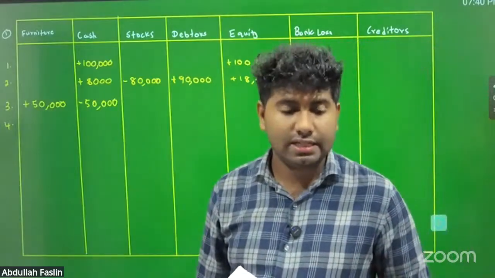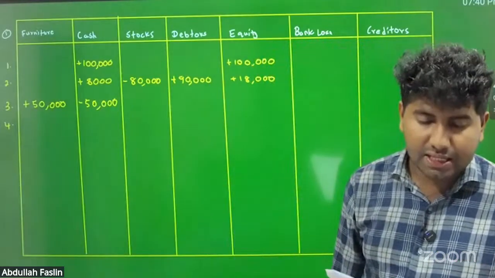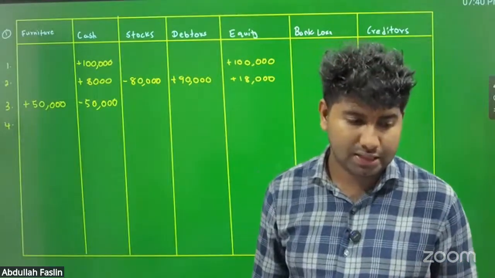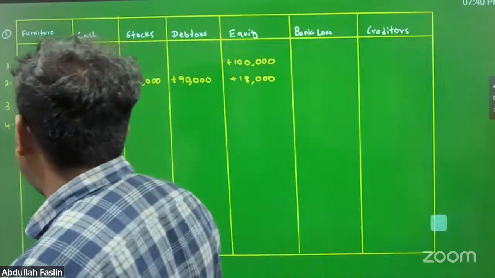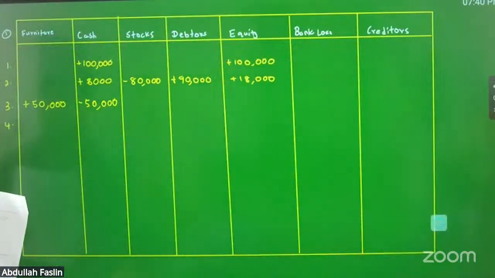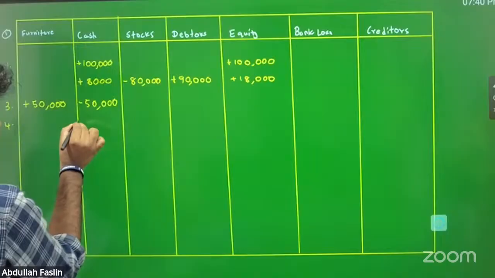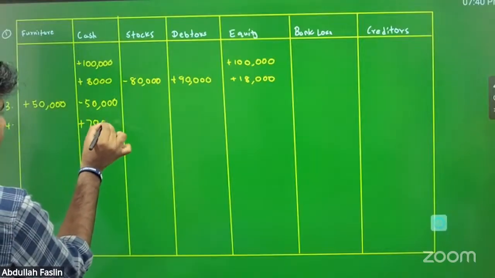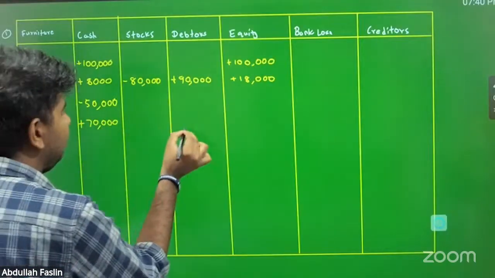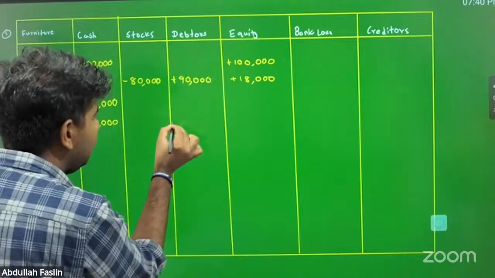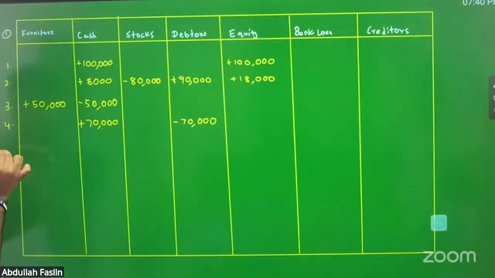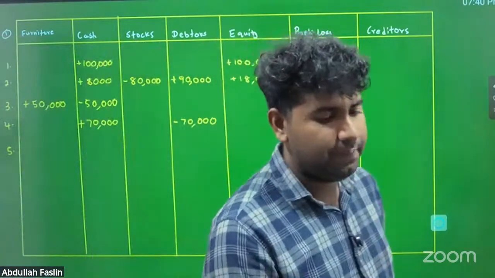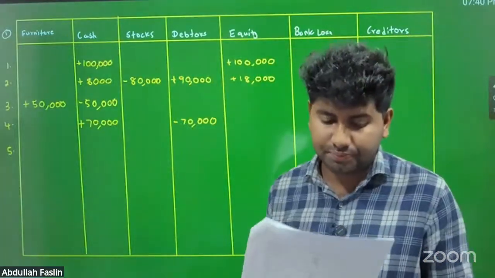Fourth transaction. Received 70,000 from debtors. Therefore, in cash, you are getting 70,000. Then from debtors, the debtor balance is reducing by 70,000. Cash plus 70,000, debtor balance reduced by 70,000.